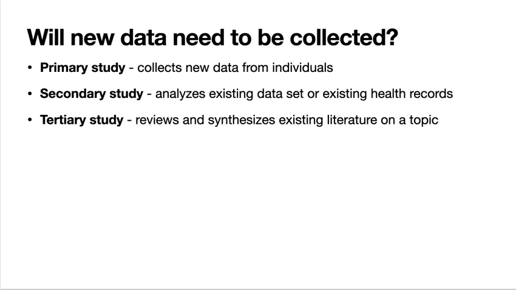So we start by asking ourselves this question: will new data need to be collected? So if we need to collect new data, we would be doing a primary study or primary research. And this is the type of study that collects new data from individuals or groups. Then there would be a secondary study or secondary research, which analyzes an existing data set or existing health records. Then there's something called the tertiary study, and these are things that review and synthesize existing literature on a certain topic.